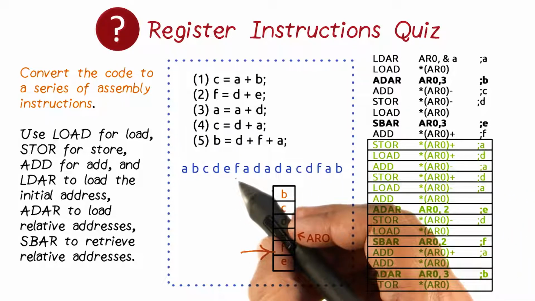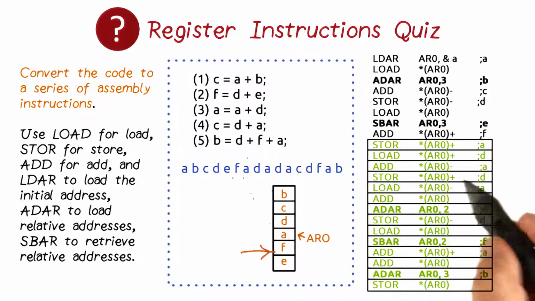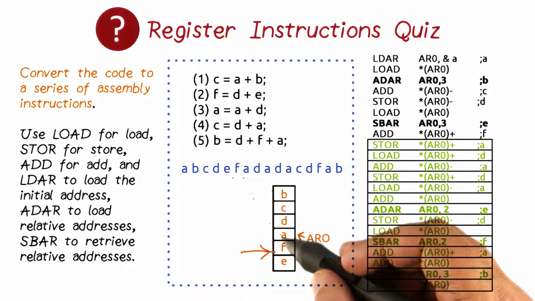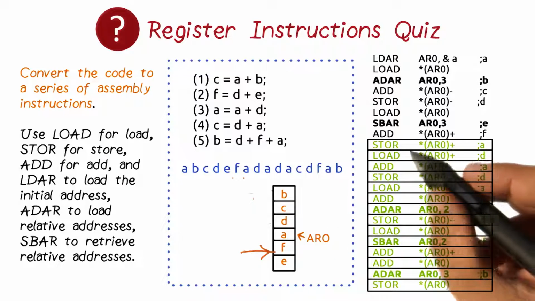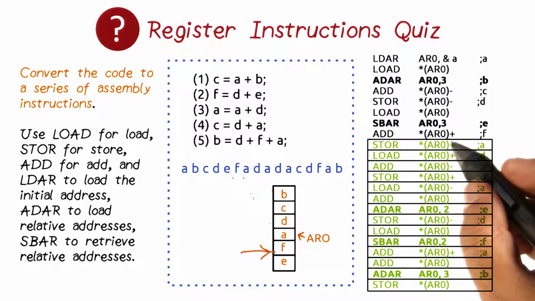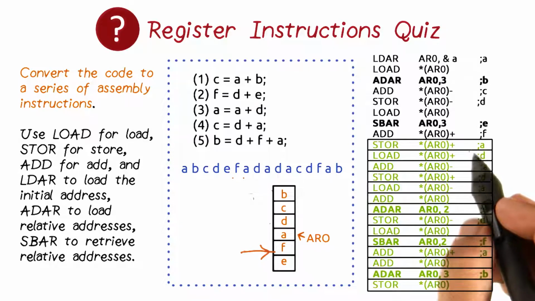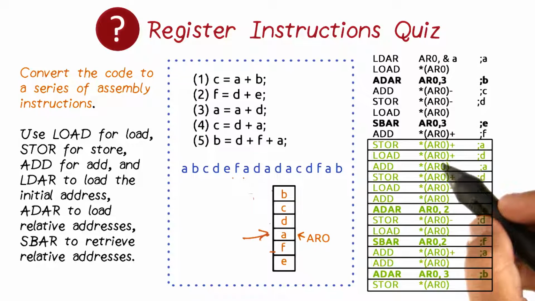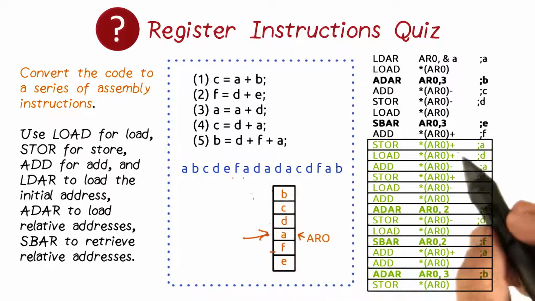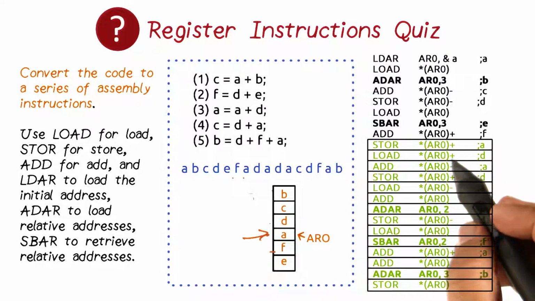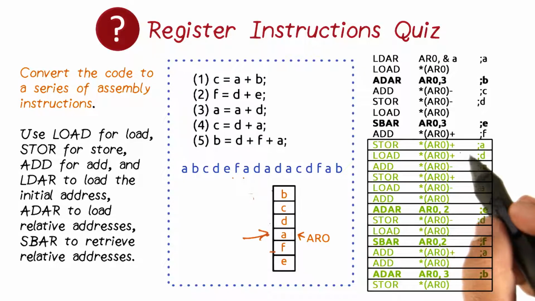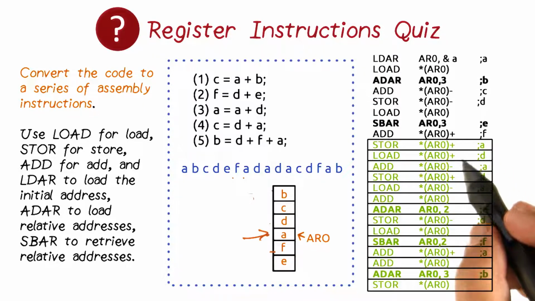And after F, you can see that as per the code sequence, from F we need to go to A. So what we need to do is an increment, and that's why the instruction that we generated here is store star AR0 plus, which will do an increment. The address register pointer will point to A. Now at this particular point, we need to do a load to get the value of A in, and we need to go to the next location, which is D, and therefore we have a load and an increment which will now point to D.